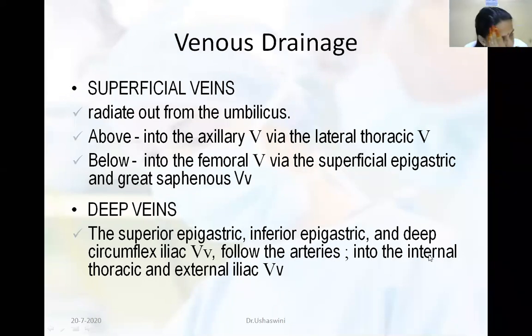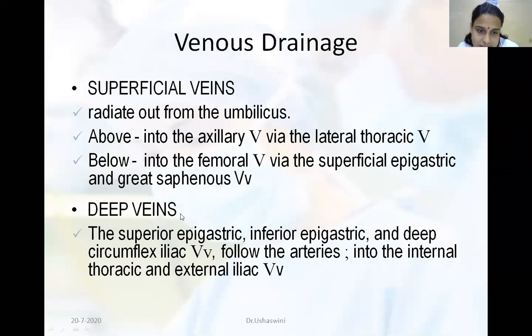Coming to the venous drainage, the superficial veins form a network that radiates out from the umbilicus. Above, this network drains into the axillary vein via the lateral thoracic vein, and below into the femoral vein via the superficial epigastric and great saphenous veins.